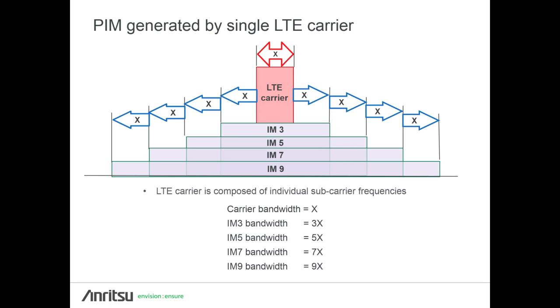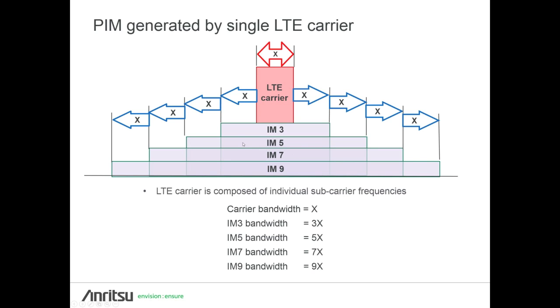When I look at LTE, LTE is made up of many subcarriers that are all firing individually. And so what you end up with in this case is what I call the wedding cake of PIM that forms around the LTE carrier itself. So if I have a 10 megahertz wide LTE carrier, the bandwidth of IM3 is 30 megahertz wide and IM5 is 50 megahertz wide.